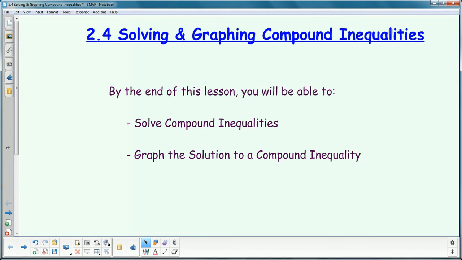Alright, 2.4 is going to be about solving and graphing compound inequalities, which are very similar to our simple inequalities. We just have one extra thing. So we're going to solve and graph them very similar to what we did in the last section, and then we'll have one more section after this.